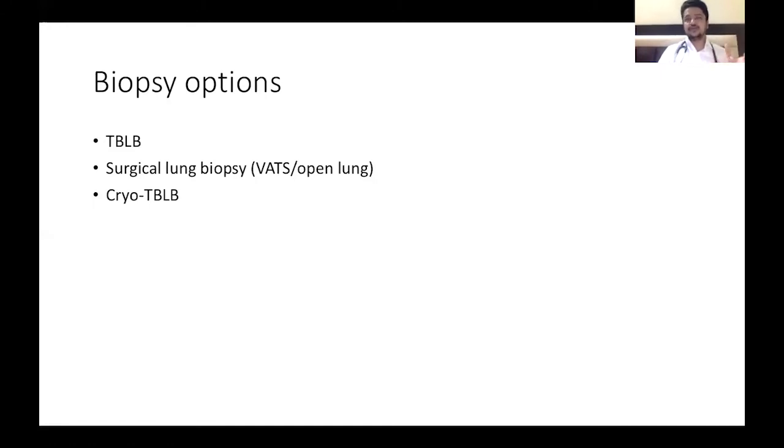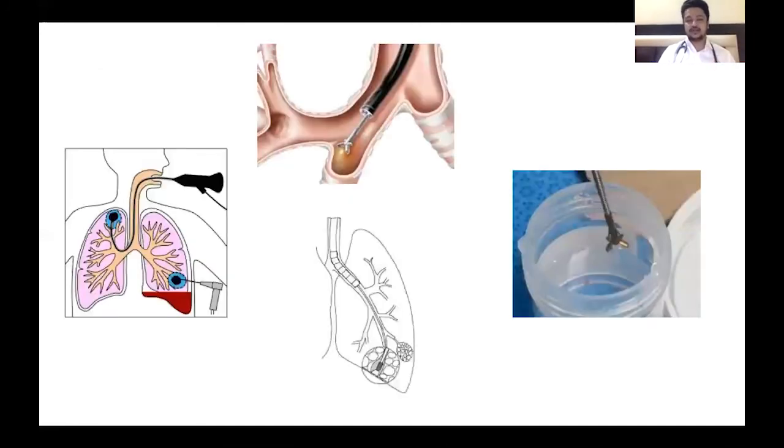So what do we have as options? Either we can do it by bronchoscope, like the TBLB, or we can do it open, like the surgical lung biopsy. So how do we do it by bronchoscope? We introduce the bronchoscope in the trachea, and then into the right main bronchus, right lower lobe bronchus, and then the subsegment, and then we introduce this probe. This is the biopsy probe.